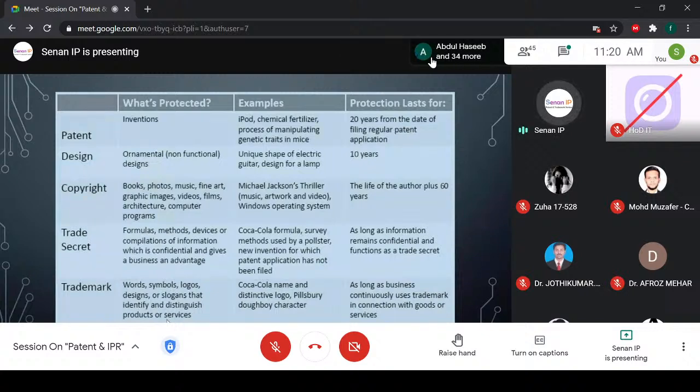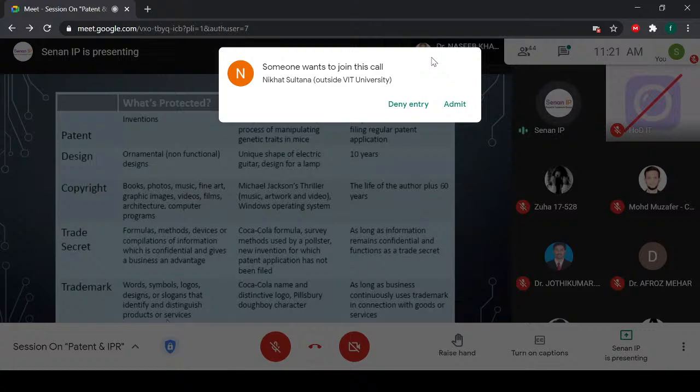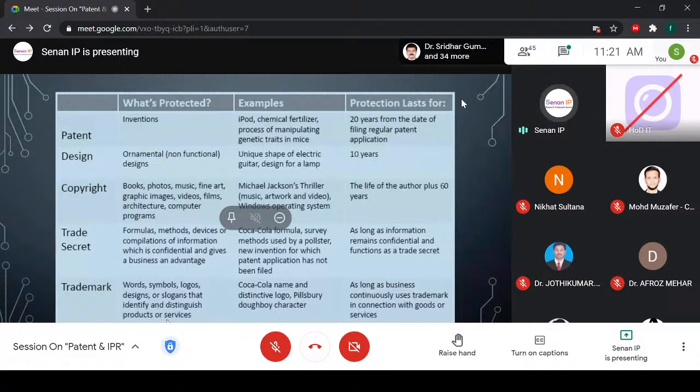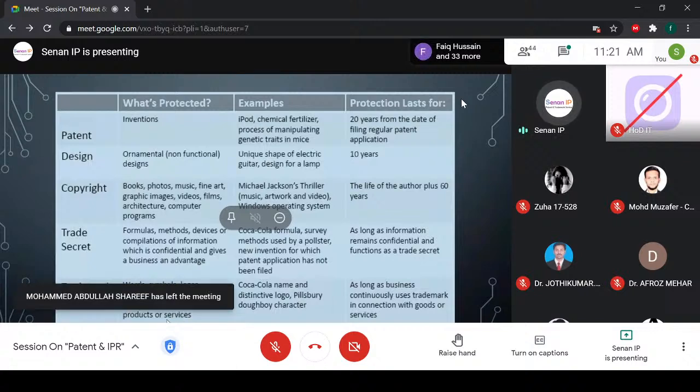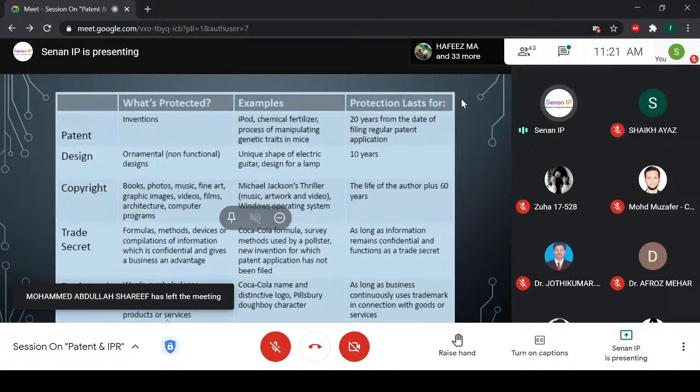So what is the lifetime of a patent application? If you file a patent application, then the Indian patent office provides protection of your invention for a period of 20 years, and this cannot be extended. This is the fixed period of 20 years. After that, your patent application will be open and anyone can use it. But within this period, if someone is using your invention, selling your invention, manufacturing your invention, then you can file a case against that person. The next one is design.